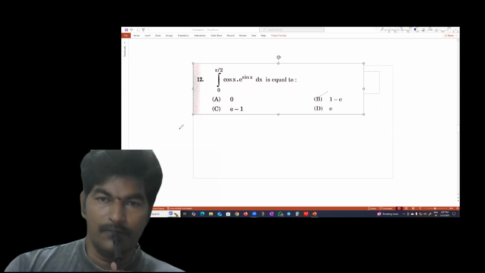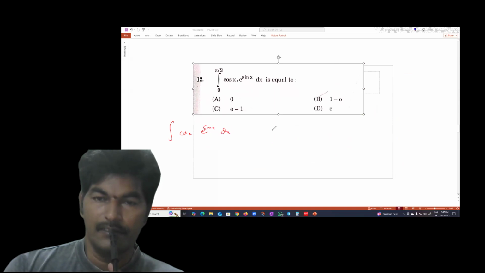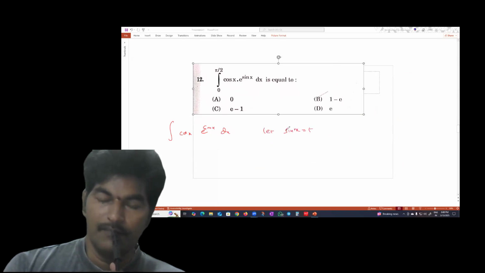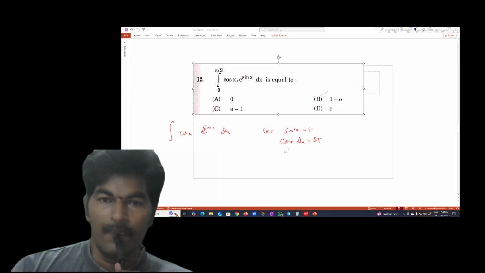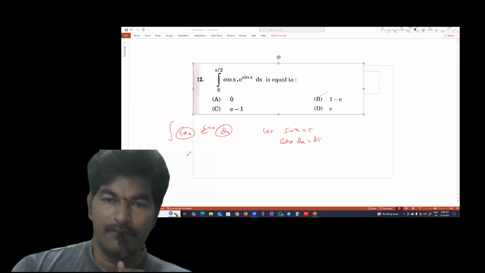Problem number 12, 0 to pi by 2. Okay, later we will apply the limits. First, we will solve the integral problem. So cos x into e power sin x dx. Let sin x equal to t. If sin x equals t, the derivative of this is cos x dx equals dt. So you can see cos x dx will be dt.